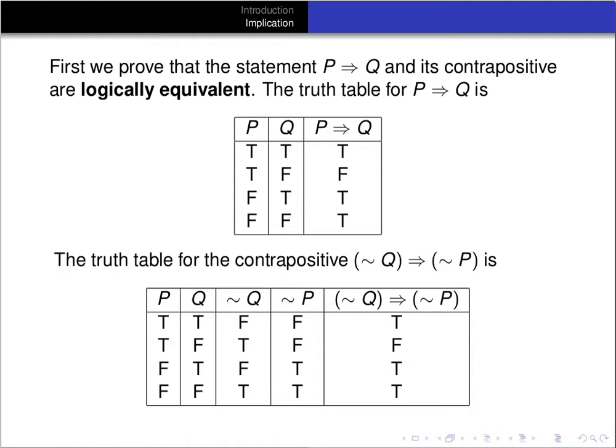So you can see that under exactly the same inputs of truth values for P and Q, you get exactly the same output of truth values for P implies Q and the contrapositive not Q implies not P. So that's what we mean when we say they're logically equivalent, is those two statements, P implies Q and the contrapositive, always have the same truth values as each other.